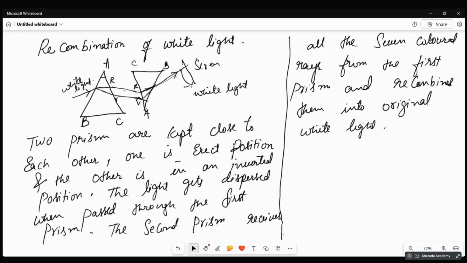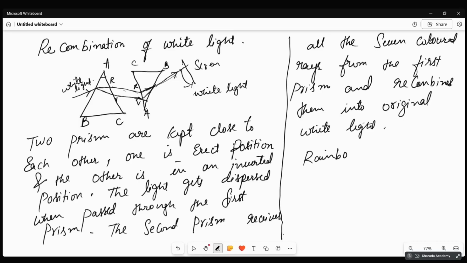Next is about the rainbow. In the rainbow, there is something called total internal reflection. Very important concept. Total internal reflection. This is clear, no? Next we'll study about the rainbow.